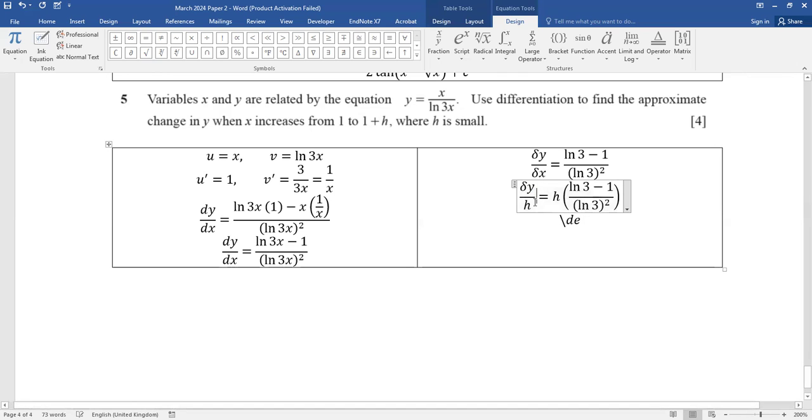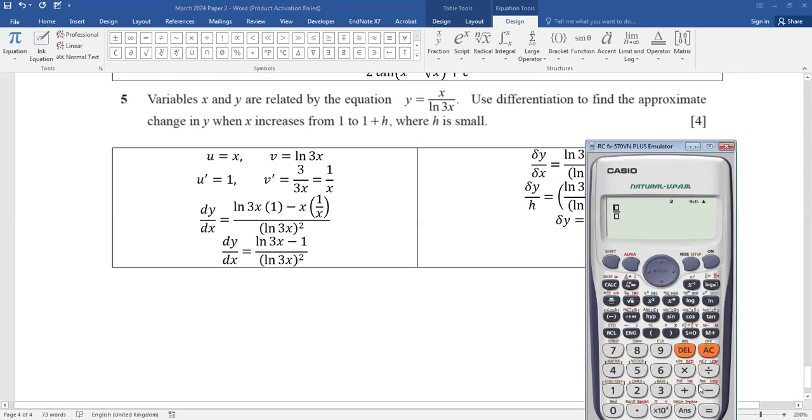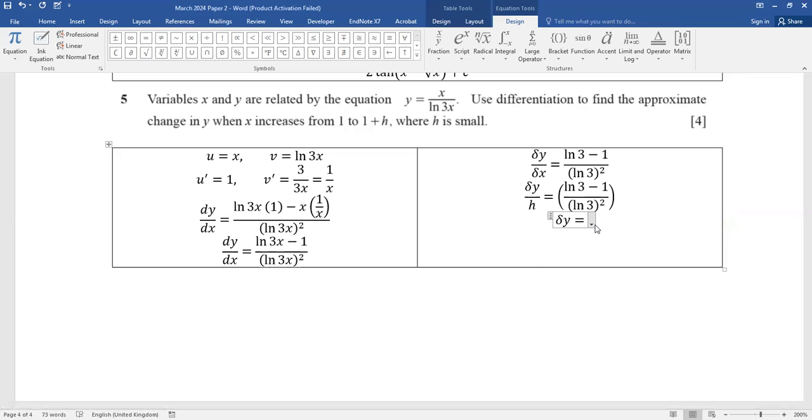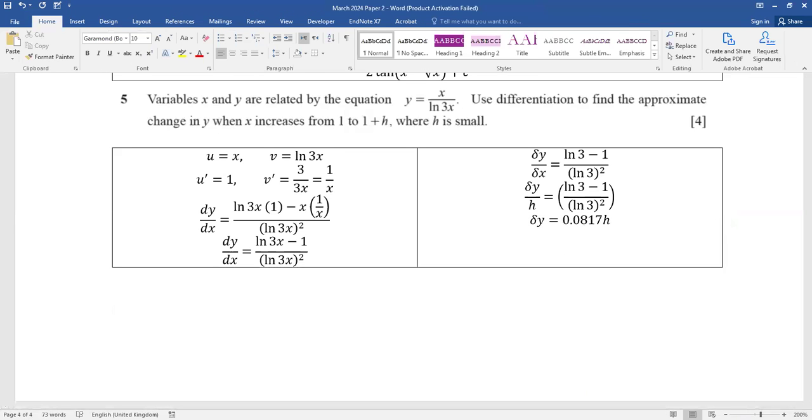Sorry, h goes and multiplies on the other side. So we can simply have ln 3 minus 1 divided by ln 3 squared. This is 0.0817. So this is the value that we will end up with.